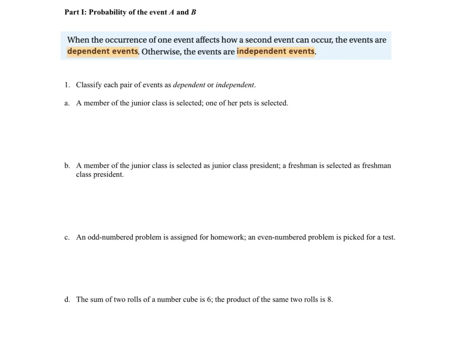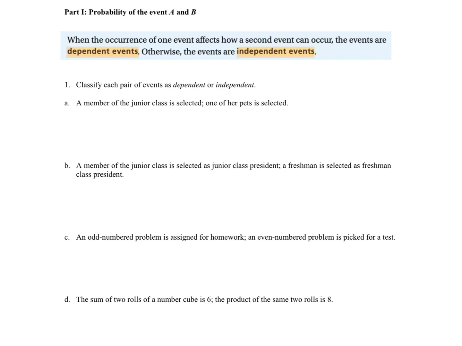In this video, we will be learning about the probability of multiple events. We will do the probability of event A and event B, and we will do the probability of event A or event B. So starting with the probability of event A and event B, first we need to define dependent events and independent events. When the occurrence of one event affects how a second event can occur, the events are dependent events. Otherwise, the events are independent events.